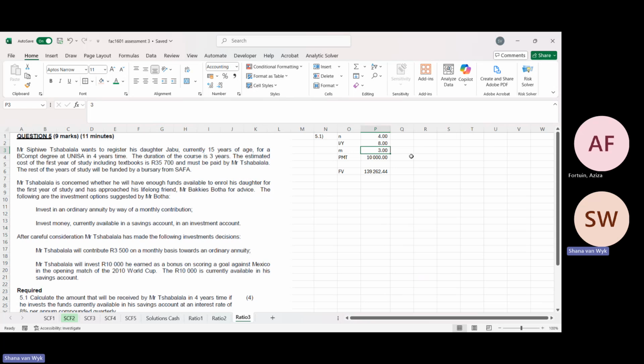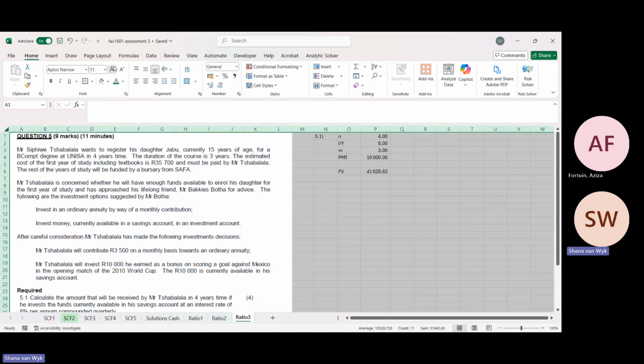So N is 4 for 4 years, but then P/Y is going to be 3 and 8, and payment is 10,000 for payment. Ooh, okay, maybe this was my mistake. 41, 6 to 8.63. Can you just make it bigger quickly? Because I can't see. Oh, I didn't make it bigger. 14.